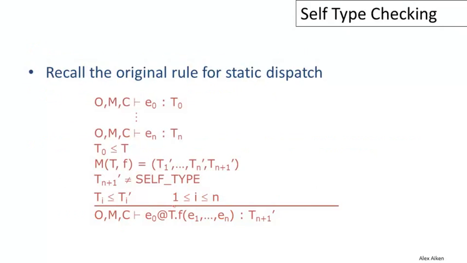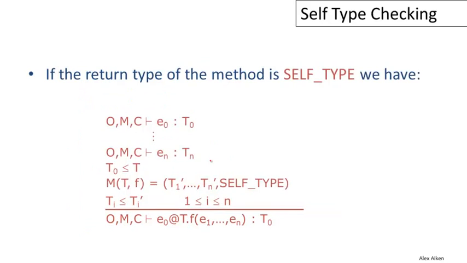We have to make similar changes to the rule for static dispatch. So here is the original rule for static dispatch, and again, this part of the rule will not change. This handles the case where the return type of the method is not self-type. But if the return type of the method is self-type, then the rule looks a little bit different.